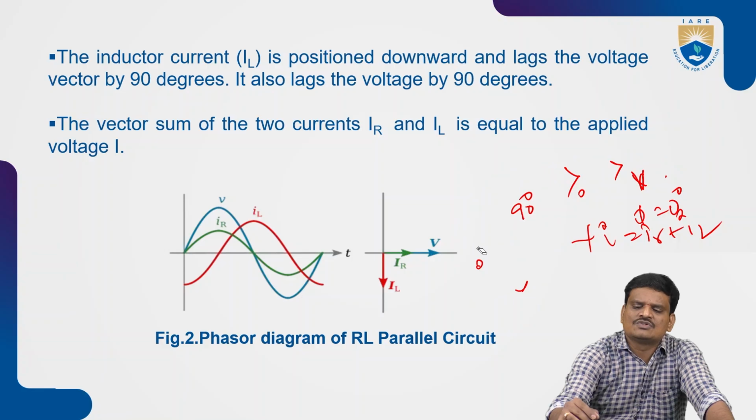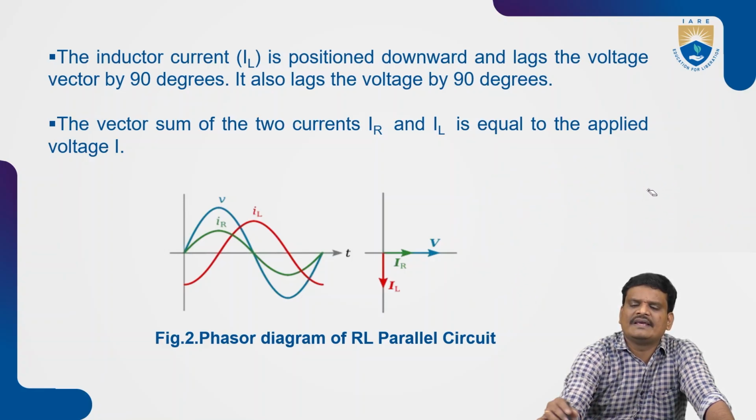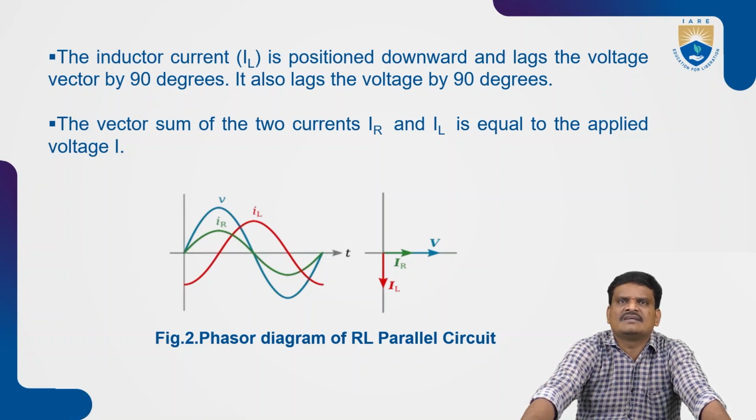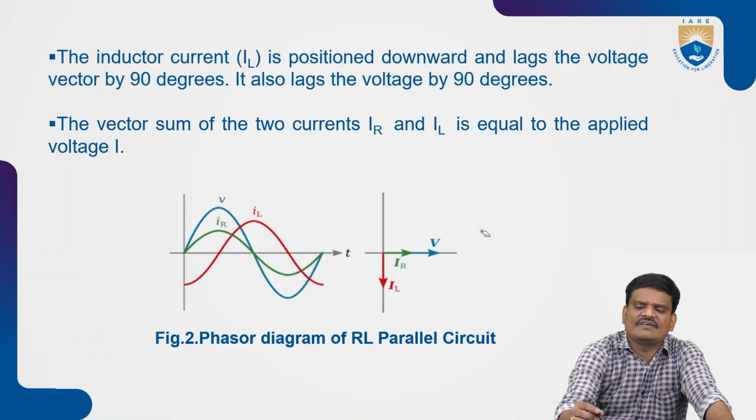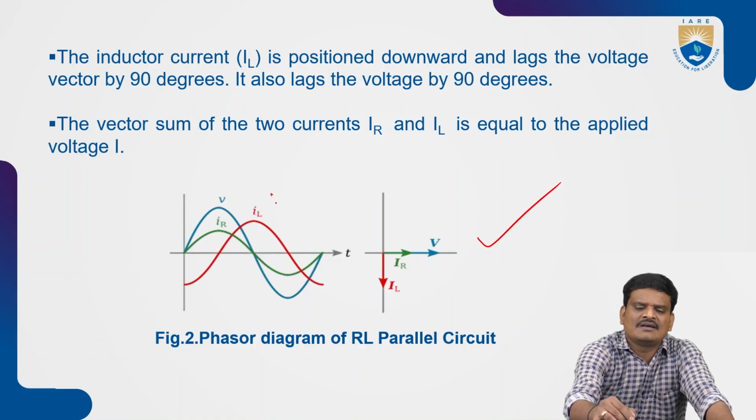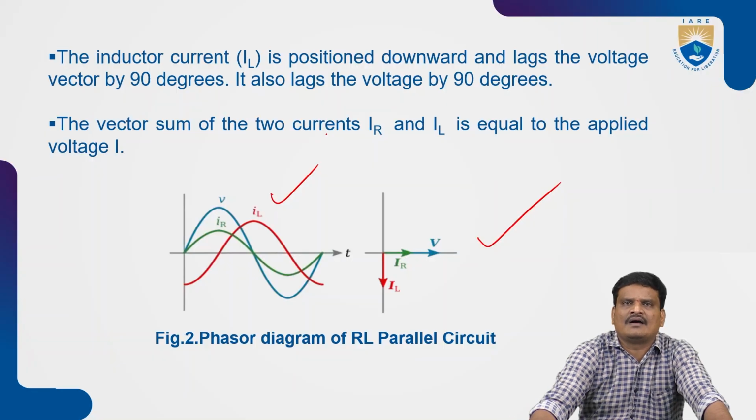So in order to draw the phasor diagram, we have 4 steps. The first step is taking a reference position. The second step is considering the properties of a resistor. The third step is considering the property of an inductor, and the last one is drawing the resultant. So this is the general phasor diagram representation of a parallel RL circuit, and this is the waveform representation of a parallel RL circuit.